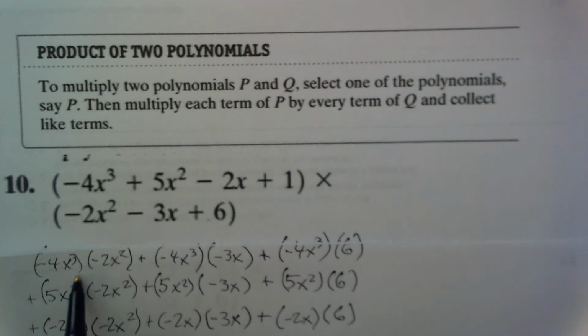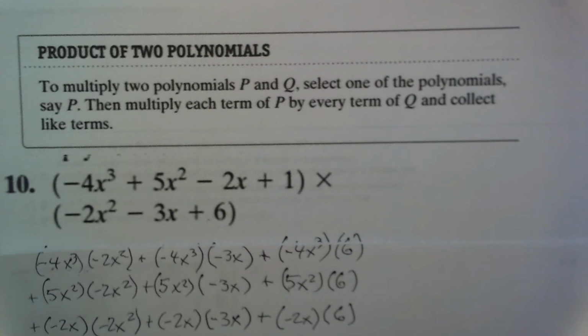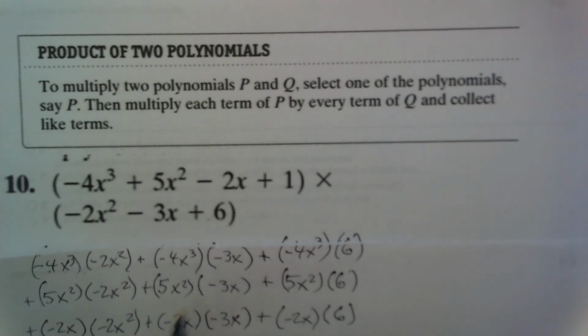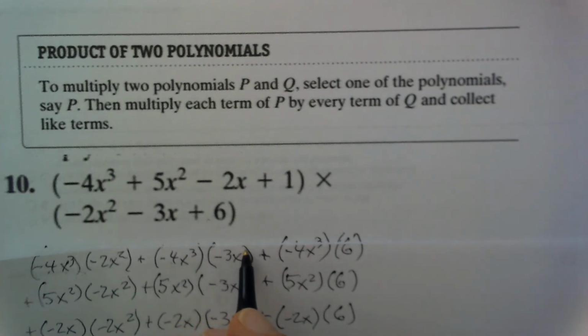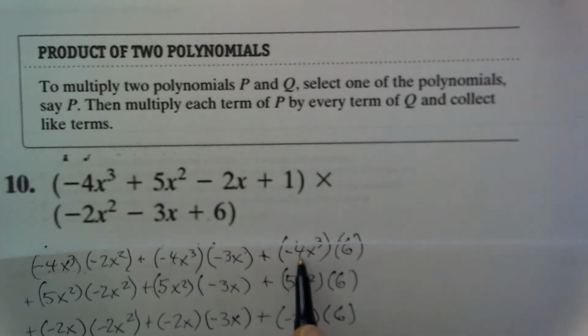So now all we need to do is multiply the monomials. So minus 4 times minus 2 would be positive 8, and x to the third times x squared is x to the 3 plus 2, or x to the fifth. Now we have minus 4 times minus 3 is positive 12, and x to the third times x to the first power is x to the fourth power. 3 plus 1 is 4. Then we have minus 4 times 6 would be minus 24, and that's x to the third.